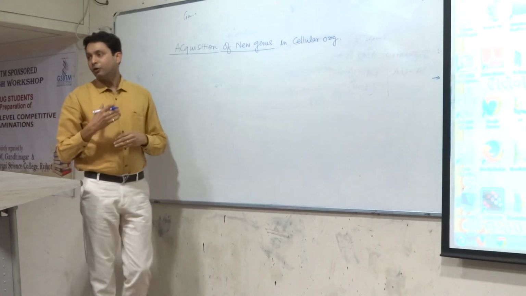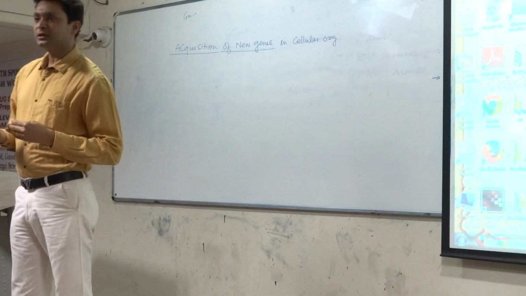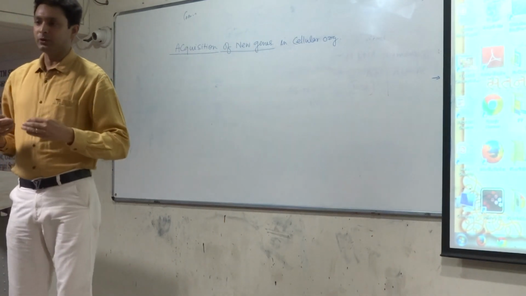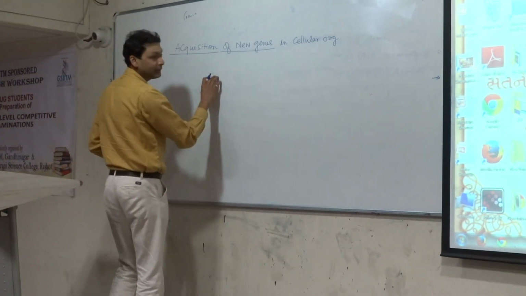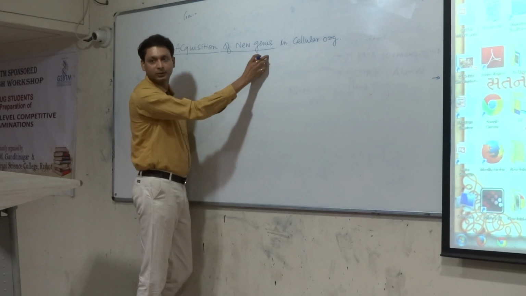How does the cellular organism acquire new genes? What are the different processes by which the cellular organism acquires new genes in the course of evolution? That we can describe in terms of the acquisition of new genes by the cellular organism.